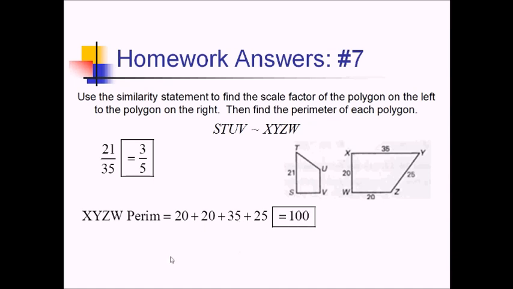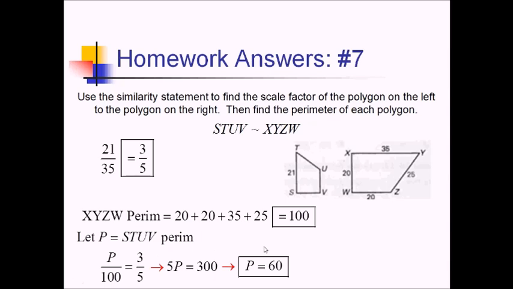Next, I'm going to let P represent the perimeter of this smaller shape here. So I can then write P over 100, smaller over bigger, equals 3 over 5, my scale factor from the smaller to the larger shape. Cross multiplying, I've got 5p equals 300, so then p equals 60.